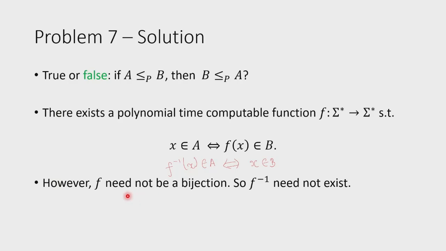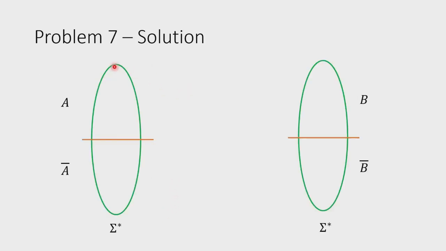So over here we show that f is not a bijection, and so f inverse need not exist. Let's just quickly see this with a diagram. So over here the green ovals are sigma star, the set of all strings. Every string above this orange line is in A, and every string below is in A bar, and same over here, right? Now we have an f which basically maps this part to this part and this part to this part, right?